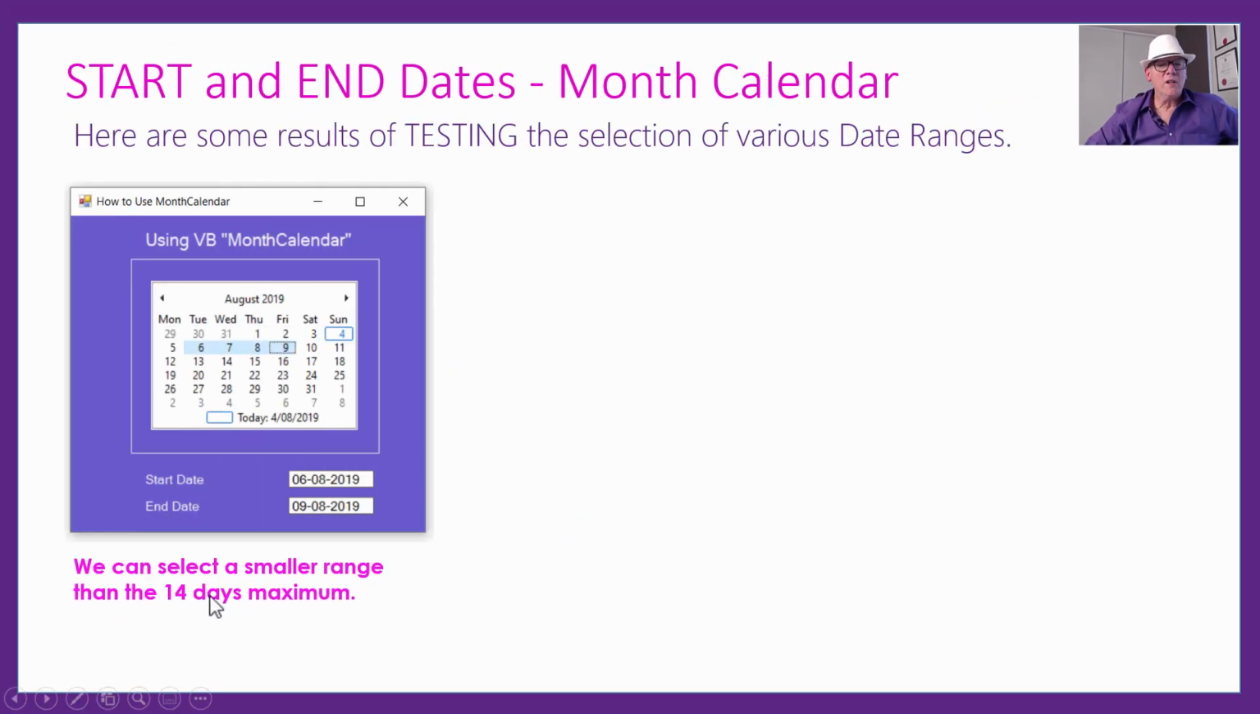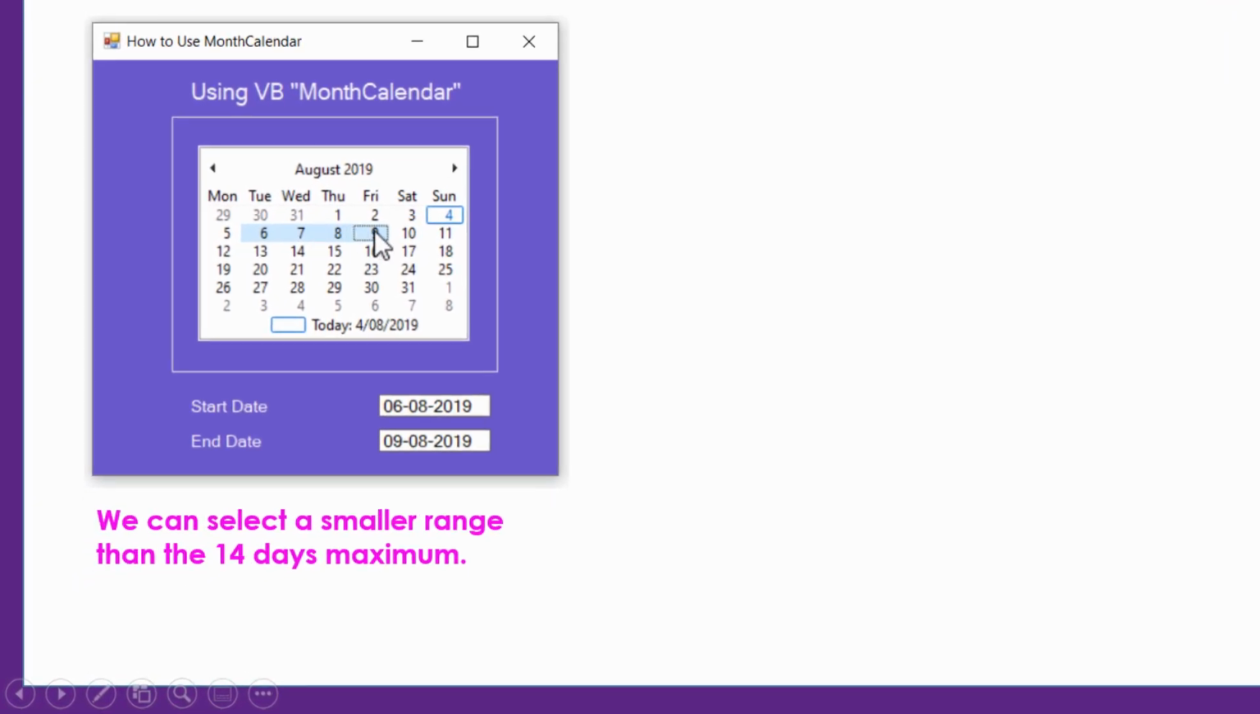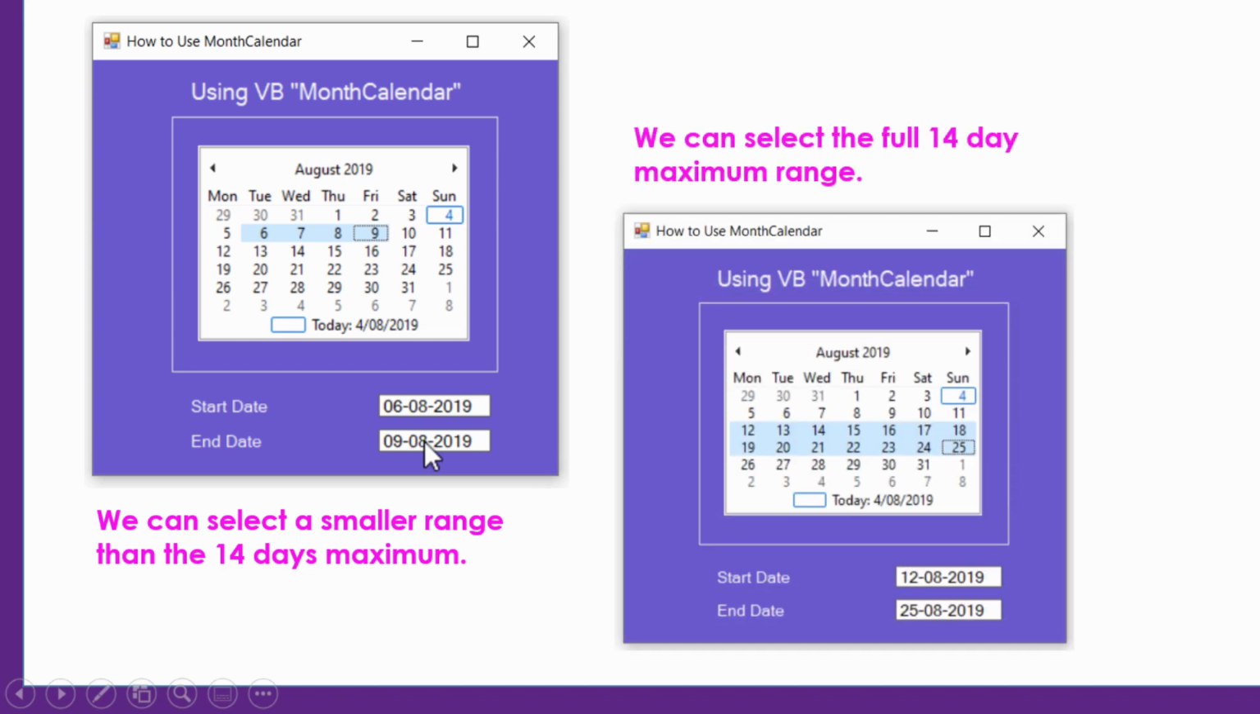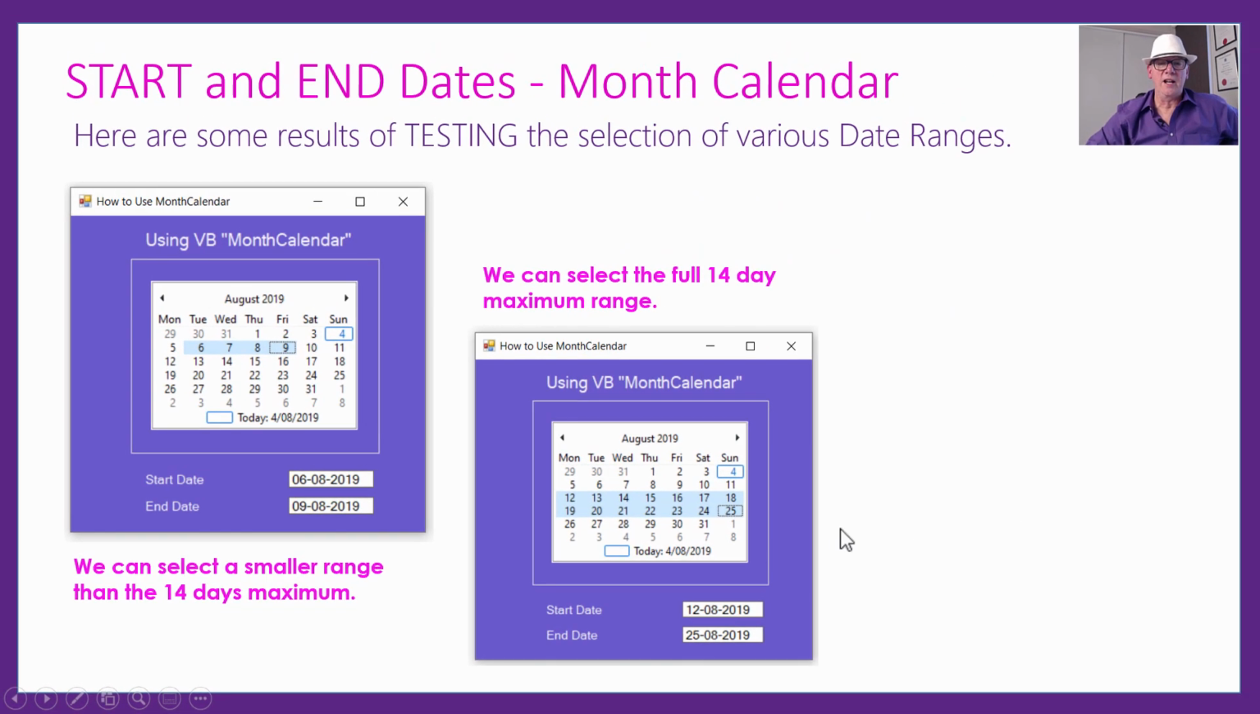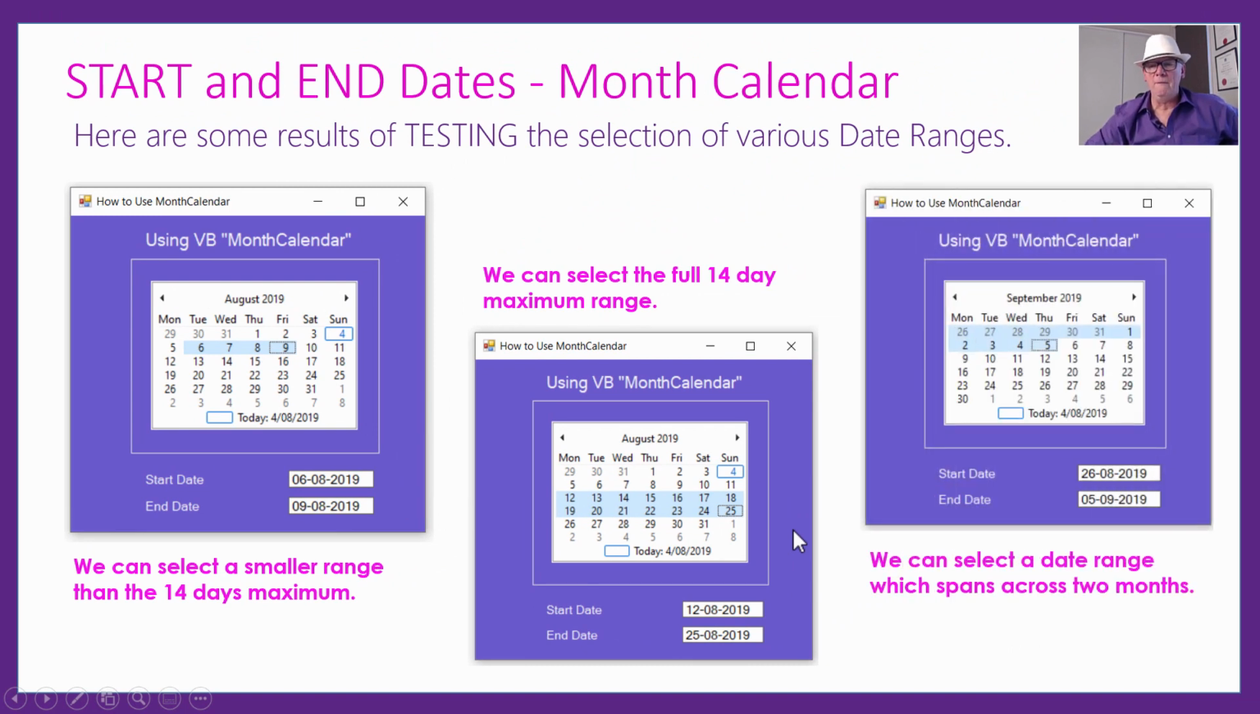Here are some results. So if they drag across 6 to 9 and let go of the mouse, it's going to pick up that the start date was the 6th and show that on our label, and that the end date where they finish was the 9th and show that on the label. So you can do less than 14 days. You can drag across and do a full 14-day segment. So here we've picked from the 12th to the 25th, and they're showing down here as the start date and end date, and that's all working fine.